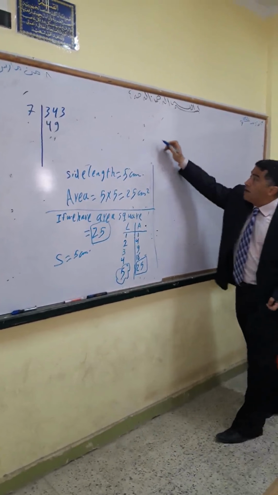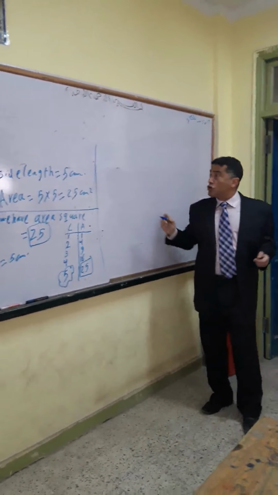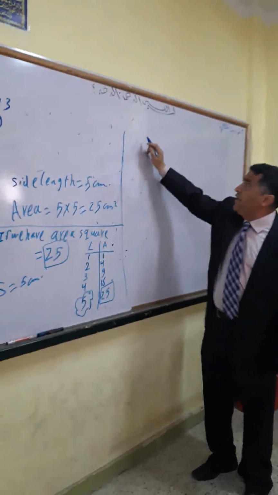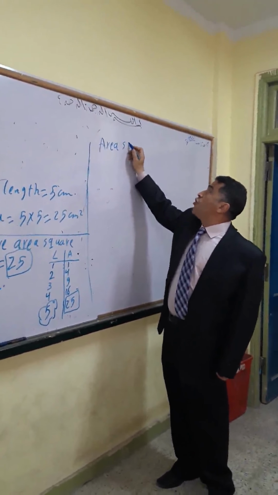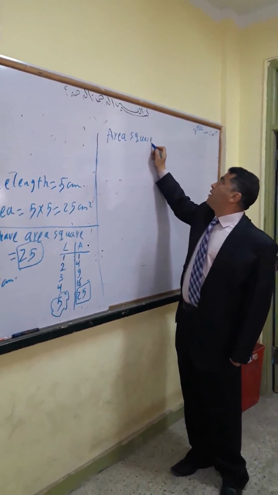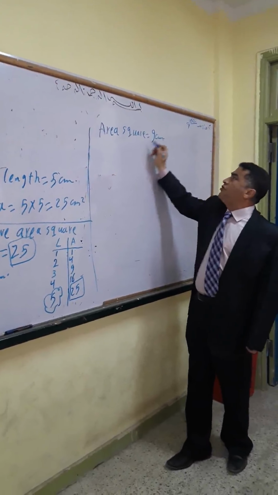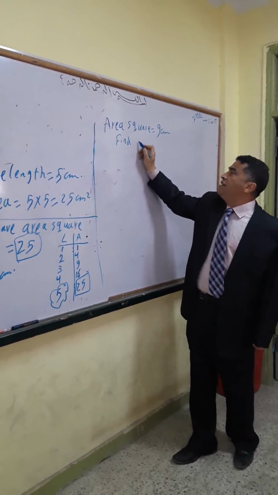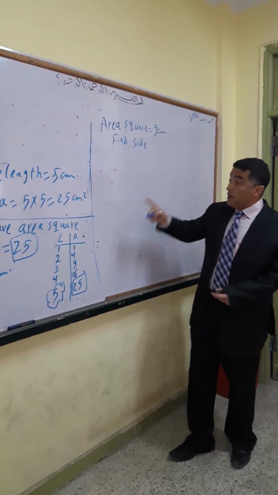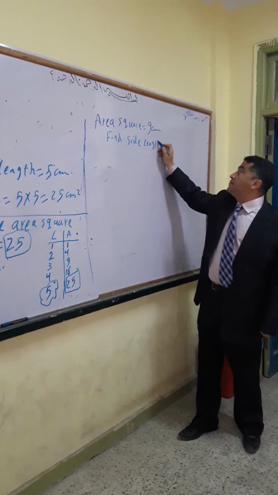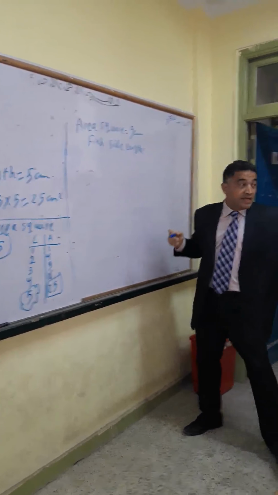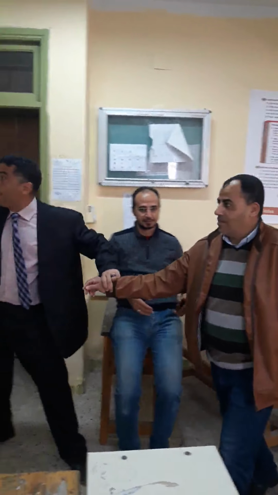I make another example here. Mr. Muntasir will answer with me. If the area of the square equals 9 centimeter square, find side length by this method, please. Mr. Muntasir, yes.